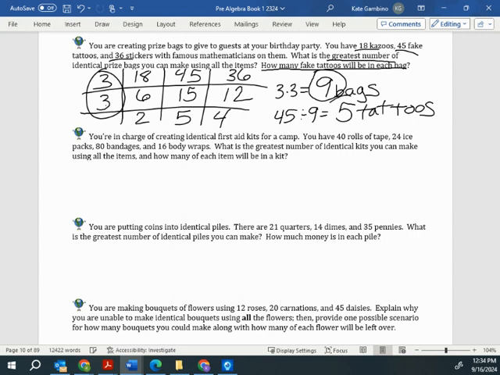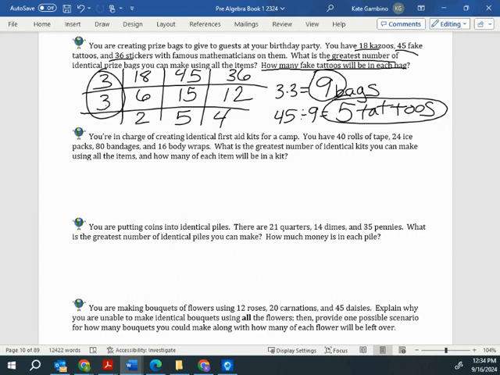Make sure you are answering all parts to your question. This question had 2 questions inside of it. You need 2 answers. 9 identical bags, 5 tattoos in each bag. Make sense? Okay. You are going to work on that second page, just straight up finding the greatest common factor.